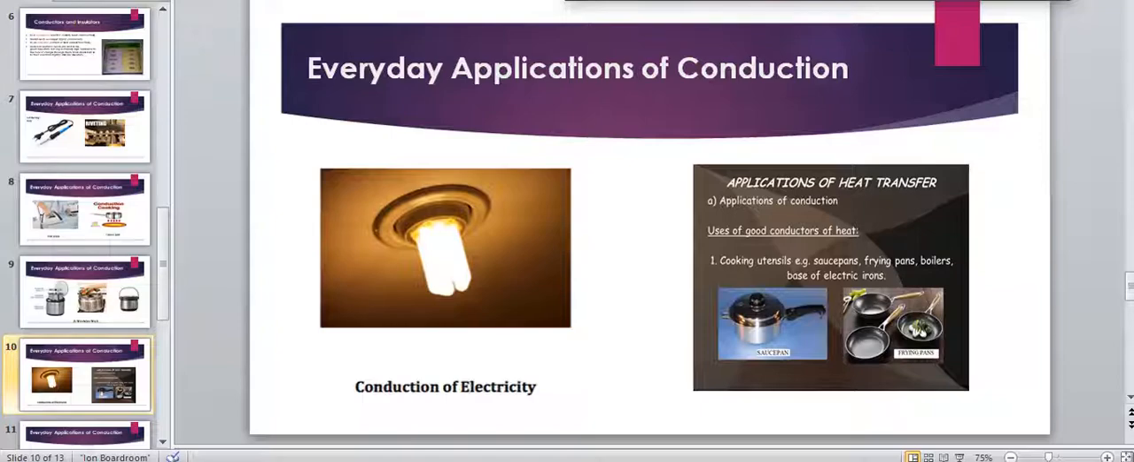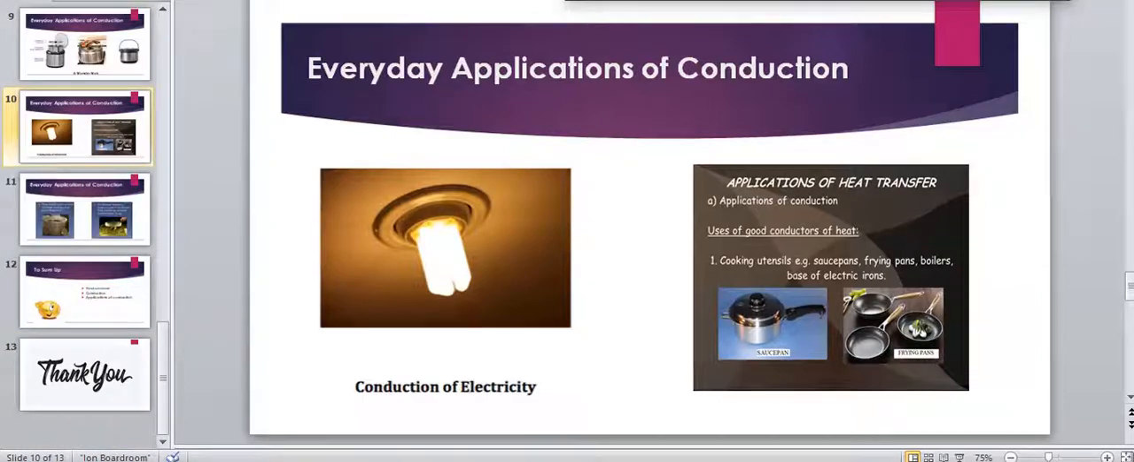But due to the presence of air inside it and due to the presence of an insulating material around this bulb, the heat is trapped inside this electric bulb. As we have discussed, air is a bad conductor of heat, and so you do not feel warm if your bulbs are on for 24 hours.